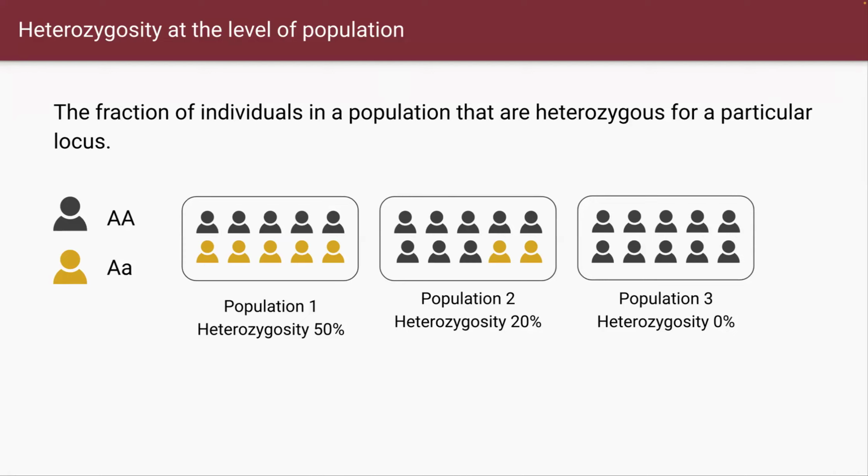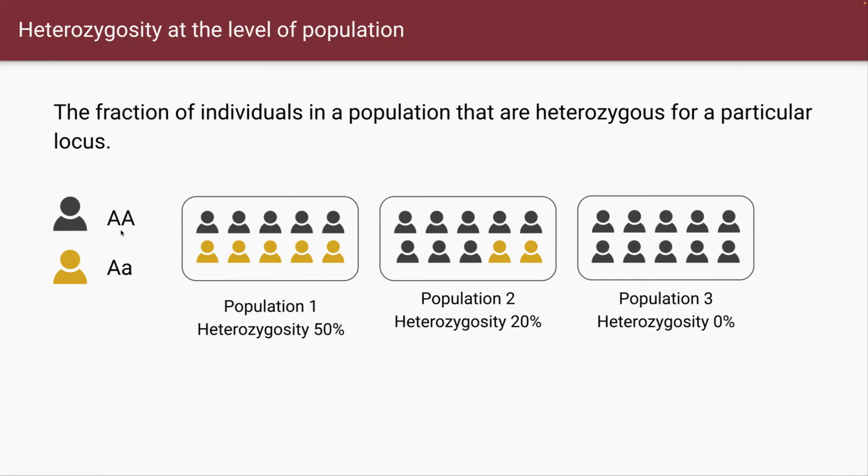That's more important these days, right? Because we can directly measure the genetic composition in each individual. One way we can do that is to measure the heterozygosity. So if we measure 10 people in a population, let's say population 1, population 2 and population 3, we ask how many people have the heterozygous variant.